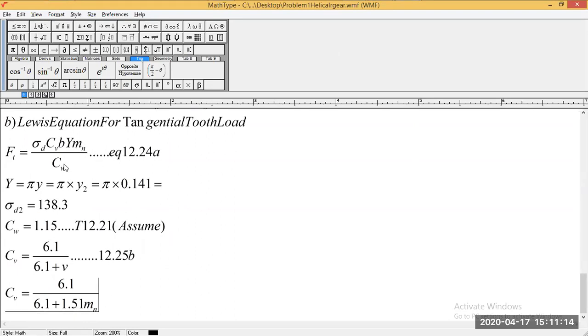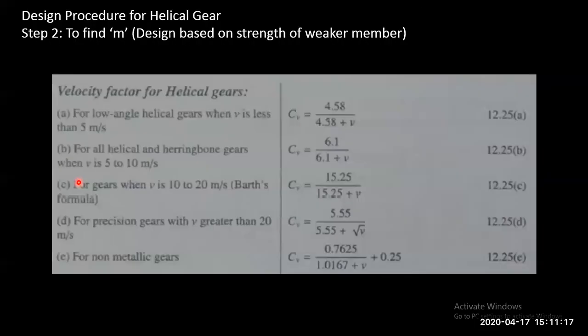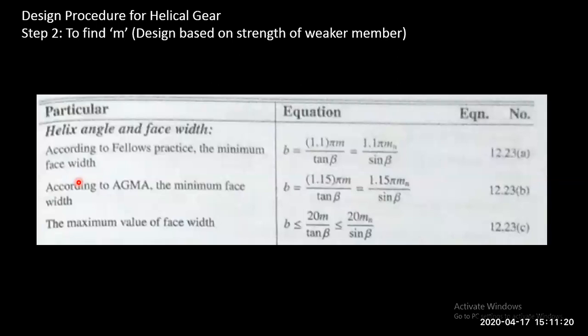Then what about next? Go back to the PPT. After that we have B, the value of B. Let's choose from this equation here. Here also the intermediate one, or we can take the last one also. We'll take the last one. As a common practice, let's take the last one here. So 12.23C, this last value: B is lesser than or equal to 20 mn over sine theta. We'll use this value here.